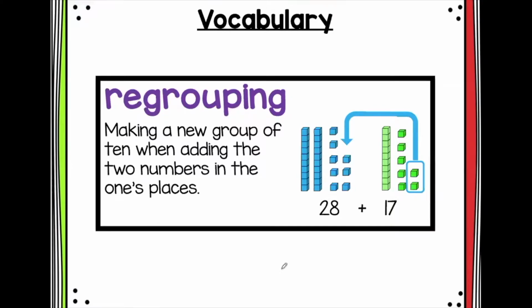Our last vocabulary word is the word regrouping. Now, if you look at that word, re and grouping, re means to do something again, and grouping means to make a group. So when we're adding larger numbers, we would start with the ones place. You might have to make a new group of 10 when adding the two numbers in the ones places.